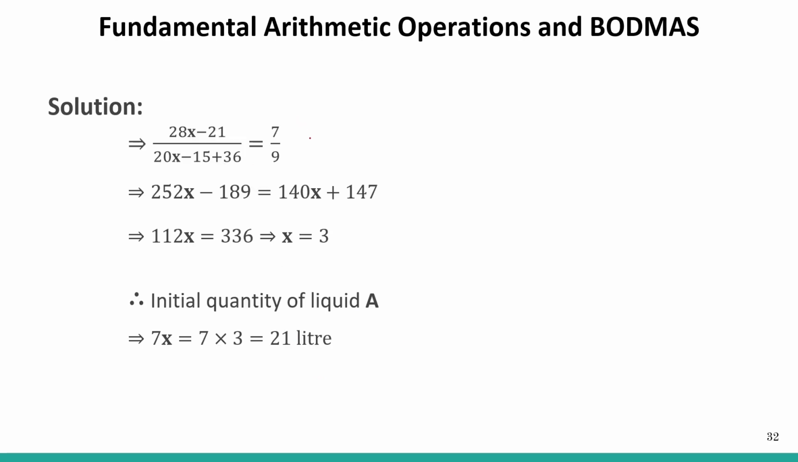So solving this algebraic equation, this will be something like 252x minus 189 is equal to 140x plus 147. So 112x is equal to 336. This implies that x is equal to 3.